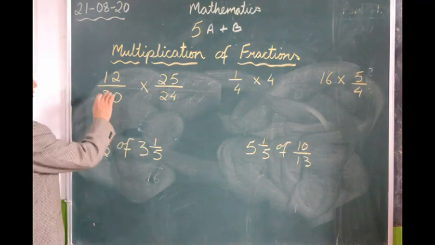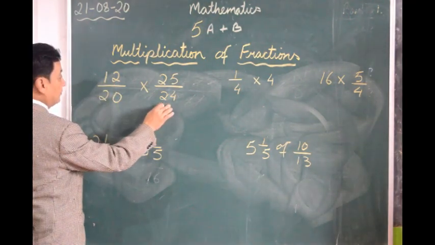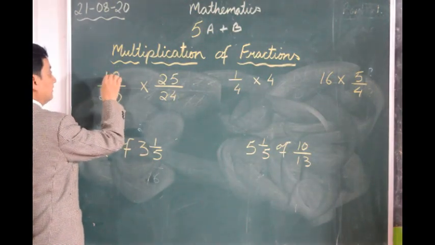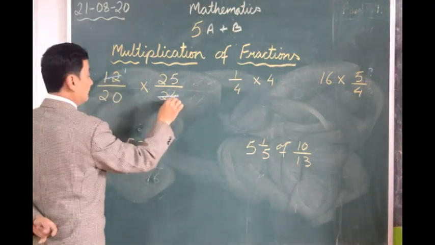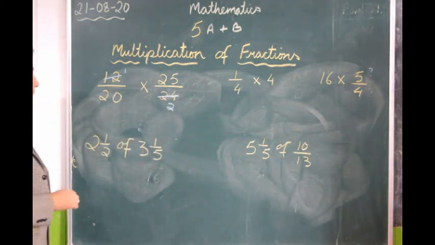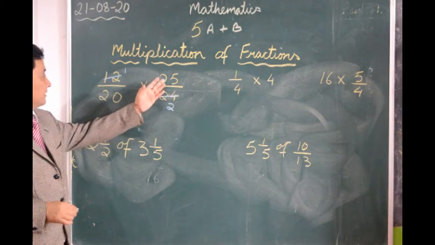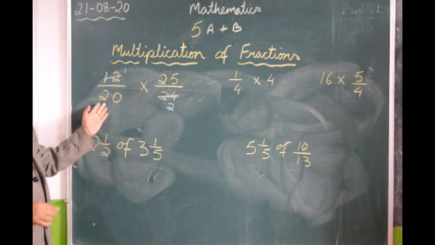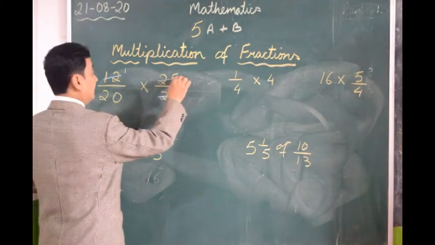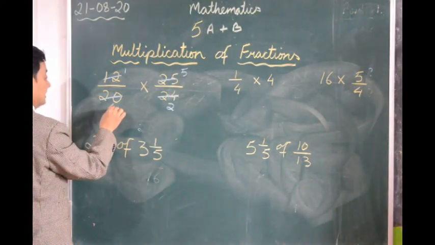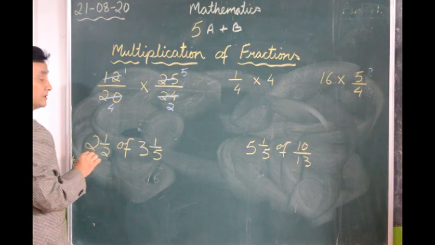So let's see. 12 and 24. Will 12 go into 24? Yes. We can do the 12 times table. 12 ones are 12, 12 twos are 24. Got that? Now which number will go into 25 and 20? Very good. 5. 5 fives are 25. 5 fours are 20. Okay?